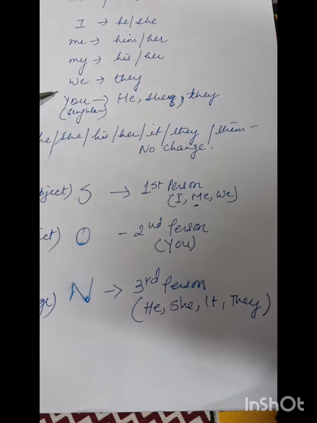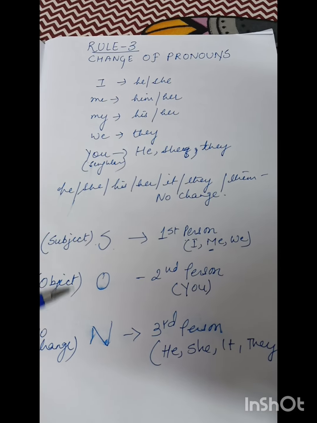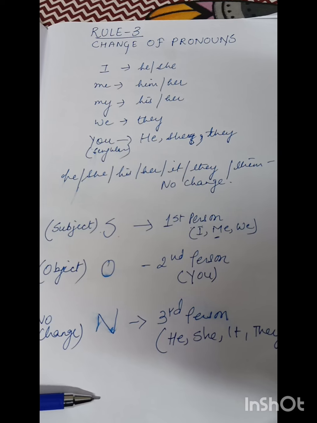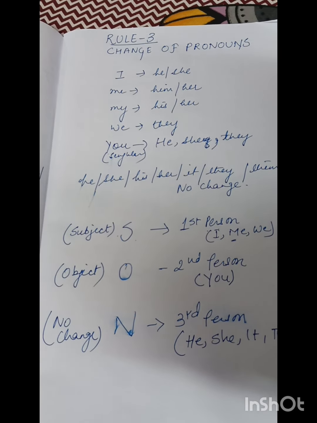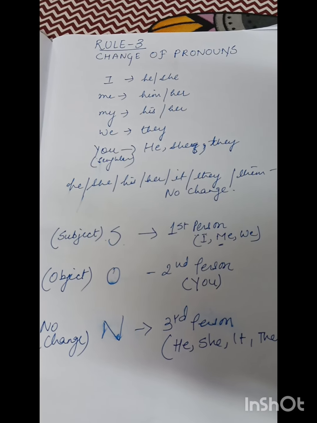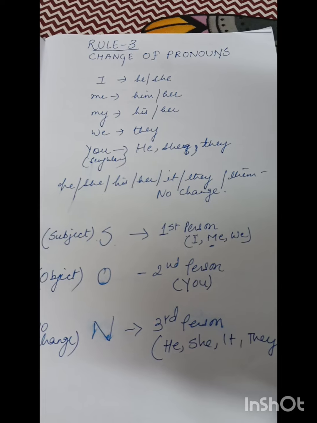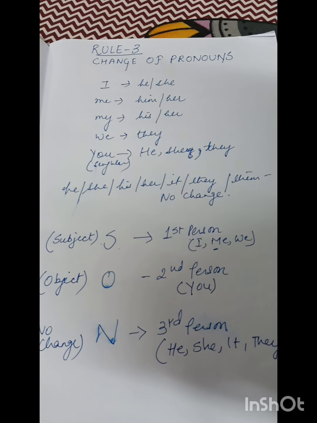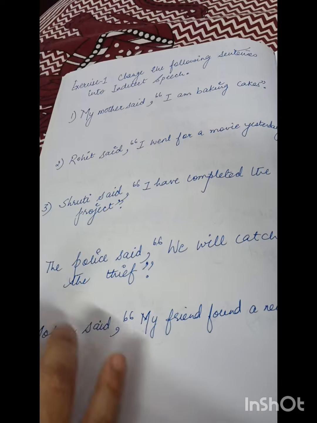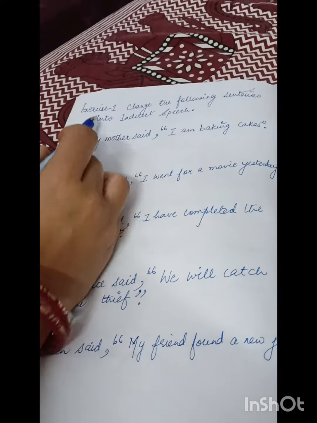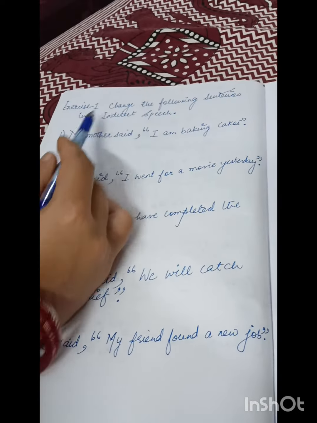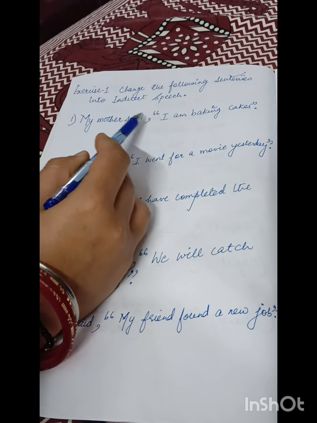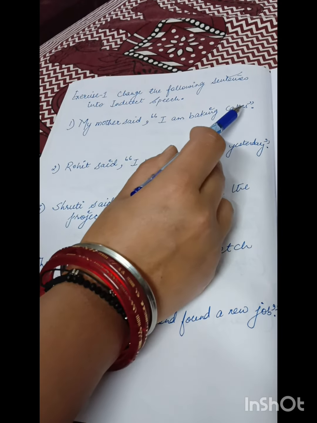Even if you don't remember these rules, this trick will work out for you in case of change of pronouns. Now we will proceed with one formal exercise of conversion of reported speech, direct speech to indirect speech. Let's proceed. So this is exercise 1. Change the following sentences into indirect speech. My mother said, I am baking cakes.